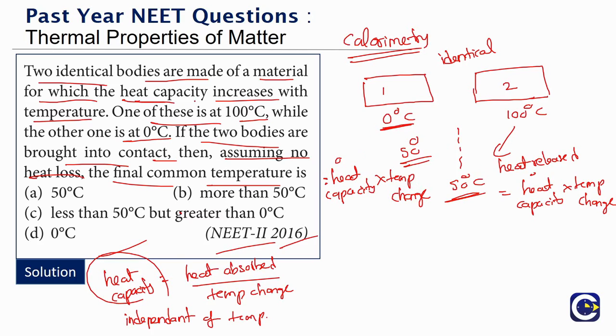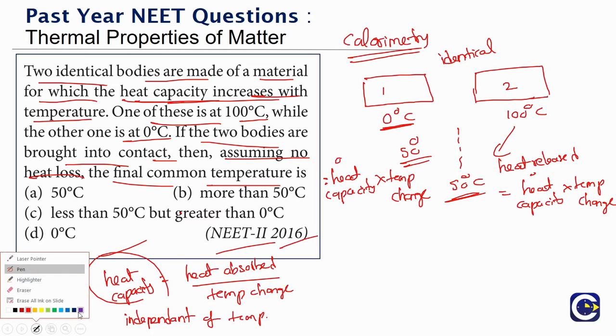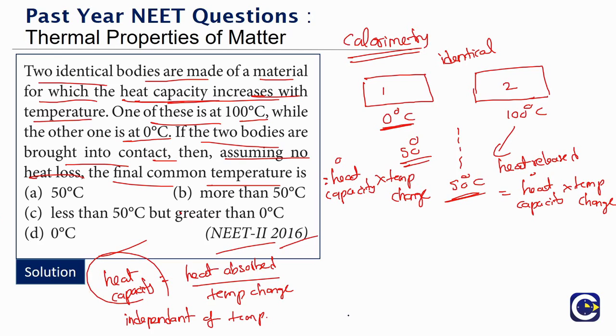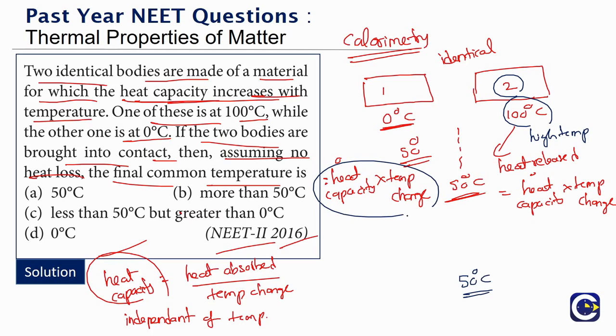The heat capacity is increasing with temperature. It means that in the high temperature range the heat capacity will be more. So what does high temperature range mean? When we look at object 2, its temperature is changing from 100 onwards. This is the high temperature, so here the heat capacity will be more. So if we try to bring both of them to 50 degrees Celsius, this side will require some amount of heat, and this side will release some amount of heat.